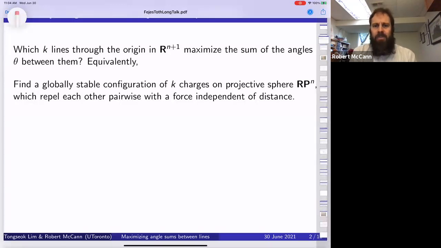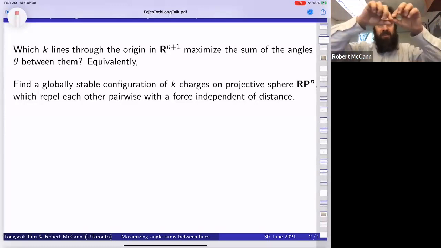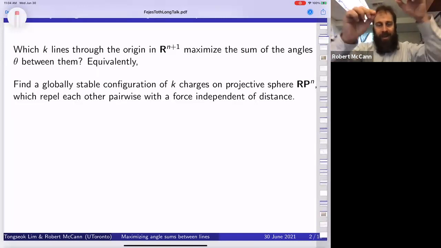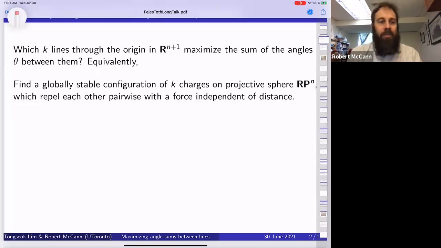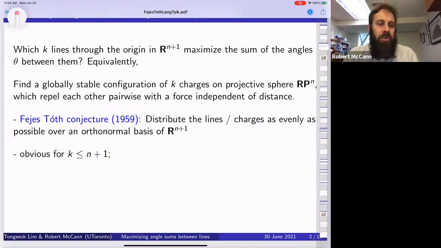Another way to think of this, since we're not dealing with oriented lines, is that really this is a problem in the projective n-dimensional sphere instead of Rn+1. So you can think about trying to place k charges on the projective sphere, repelling each other by a central force, so they want to move away from each other until they get to points that correspond to orthogonal points on the unit sphere in Rn. And then if you move them further, they would repel again and come back. So another way to think about this problem is you're trying to find a globally stable configuration of k charges on the projective sphere, which are repelling each other with a pairwise central force independent of distance.